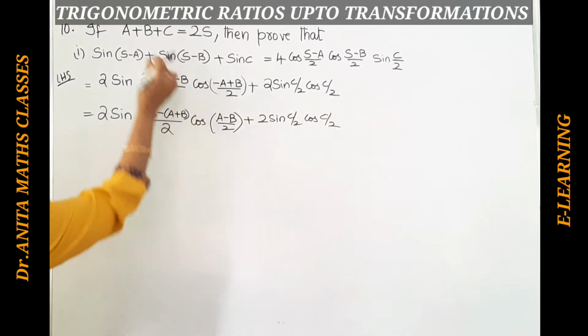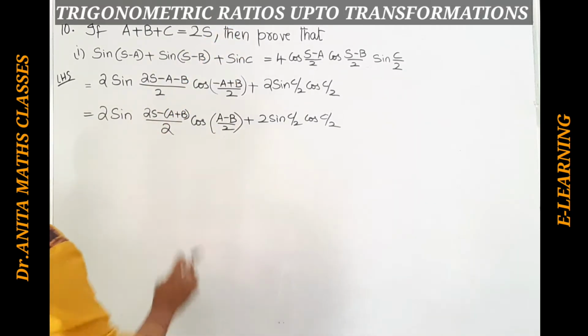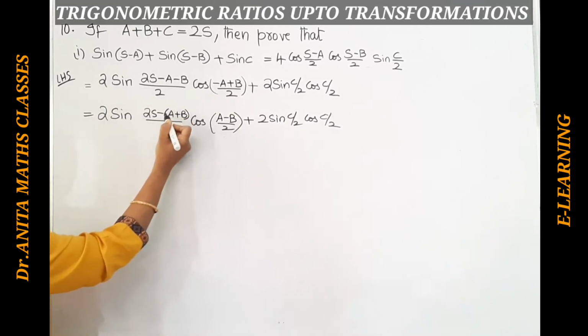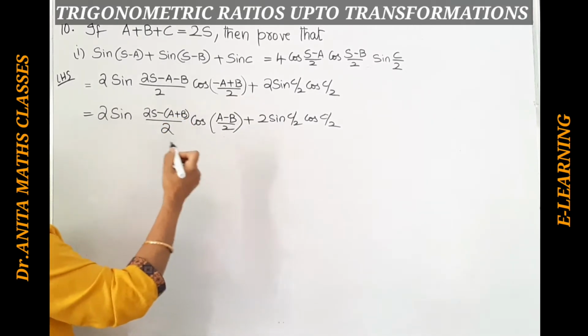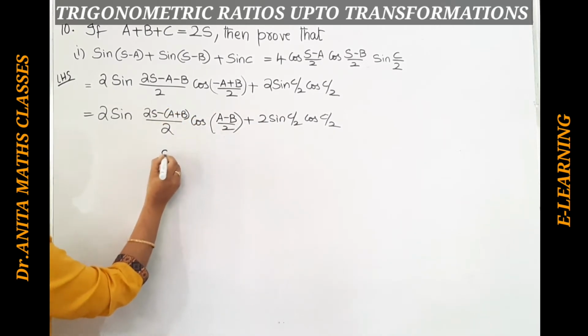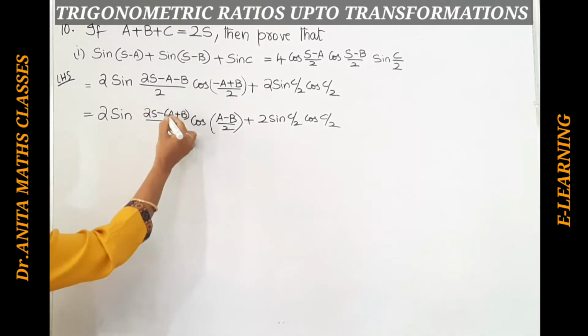Now A plus B, I will replace it as 2s minus C. Okay, we can write it as 2s minus C. So if you open the bracket, it becomes 2s minus 2s plus C. So 2s gets cancelled, just C by 2 we get. So this becomes just A plus B.